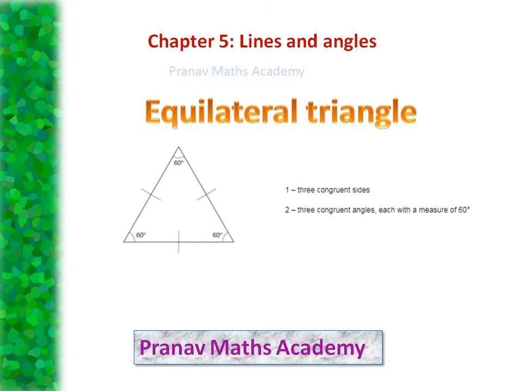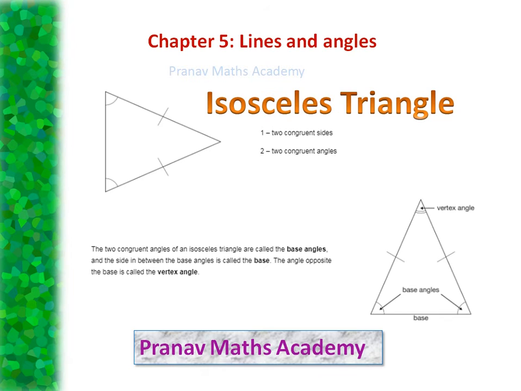Equilateral triangle. In a triangle, if all sides are equal and all angles are equal, then the triangle is known as an equilateral triangle. In an equilateral triangle, each angle measures 60 degrees. Isosceles triangle. In a triangle, if two sides are equal and two angles are equal, then that triangle is known as an isosceles triangle. The equal angles are known as base angles.